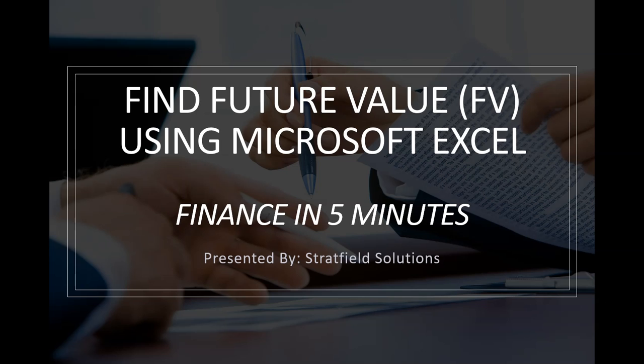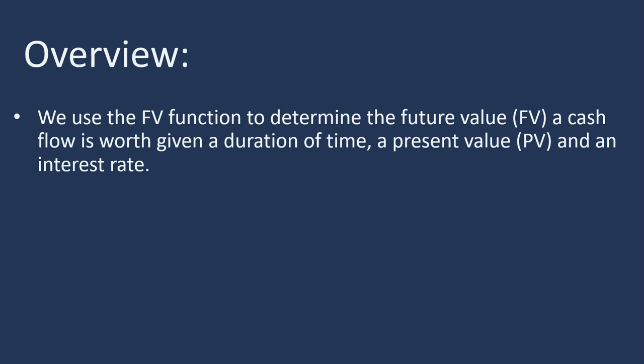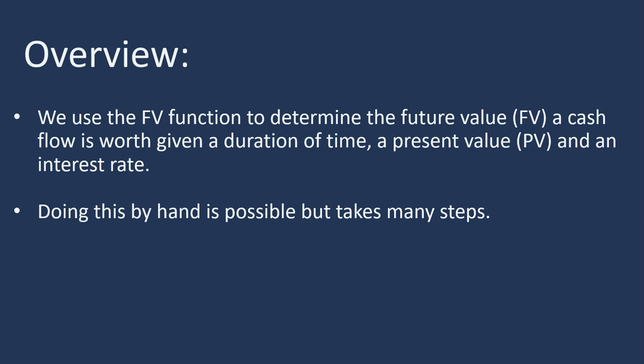Let's jump right in. As far as an overview of this formula, we can use the future value function, also known as FV, to determine a future value that a cash flow is worth given a duration of time, a present value, and an interest rate. You may also have recurring payments, and I'll show you how to use this function in Excel to calculate that as well. You sure could do it by hand, but it takes a lot of steps, and fortunately, Excel has a super easy formula to use, so we'll take advantage of it.